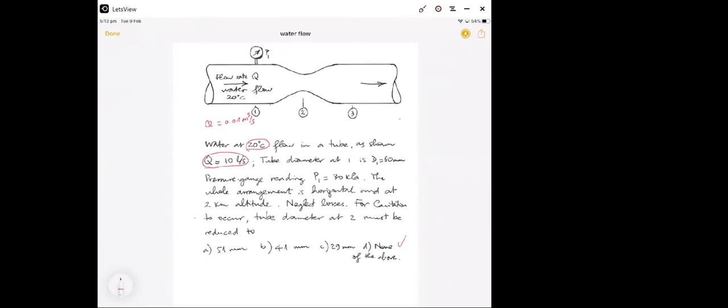Yeah, point 1 is not absolute. The point 1 here you see is gauge pressure reading P1. This one is P1 gauge pressure, 30 kPa. So P1 absolute is P1 gauge pressure plus atmospheric pressure. And this is not at standard condition or sea level. This one is at 2 kilometer altitude.